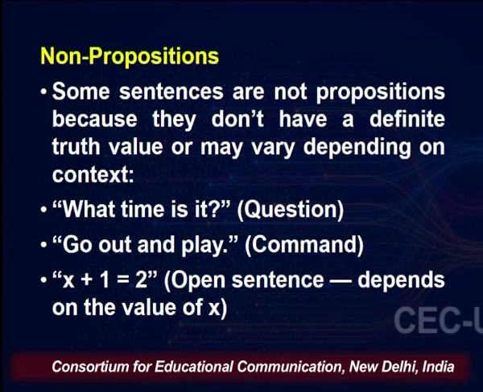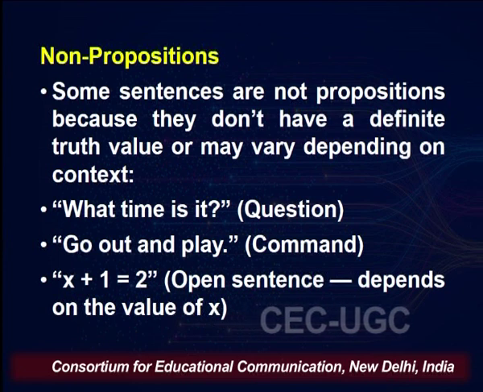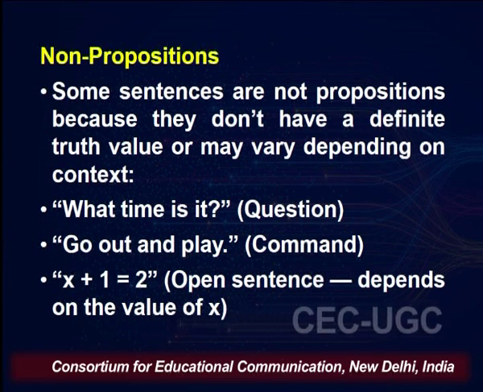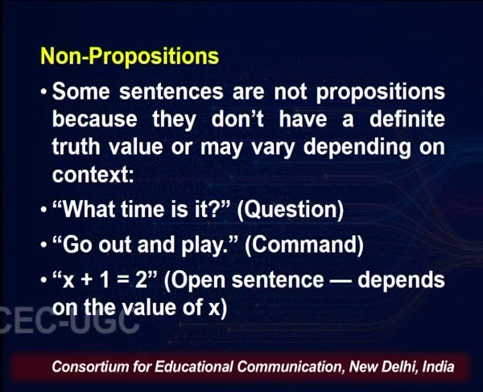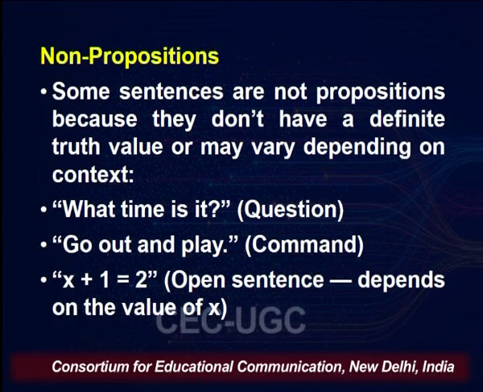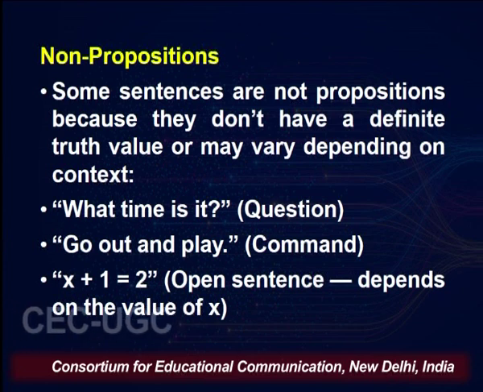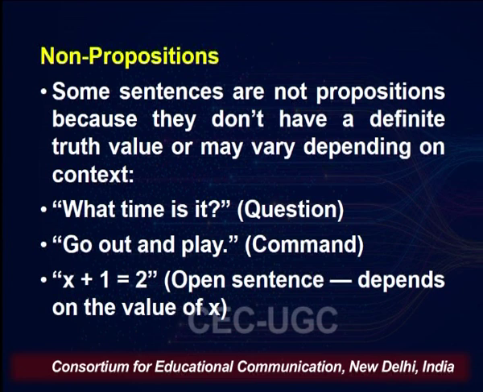Now, are there any statements which do not have any kind of truth value? Yes, we do have, and these are non propositions. Some sentences are non propositions because they do not have any definite truth value, or it may vary depending upon the context. When we ask what time it is, we cannot say true or false. Or let us say a command which says go out and play. That is a command, again without any truth value.